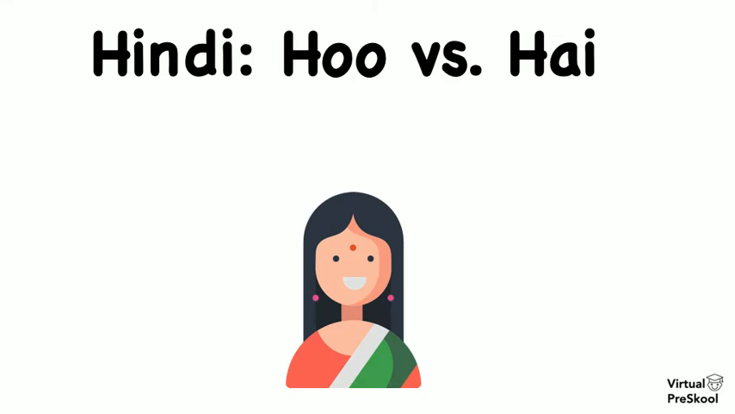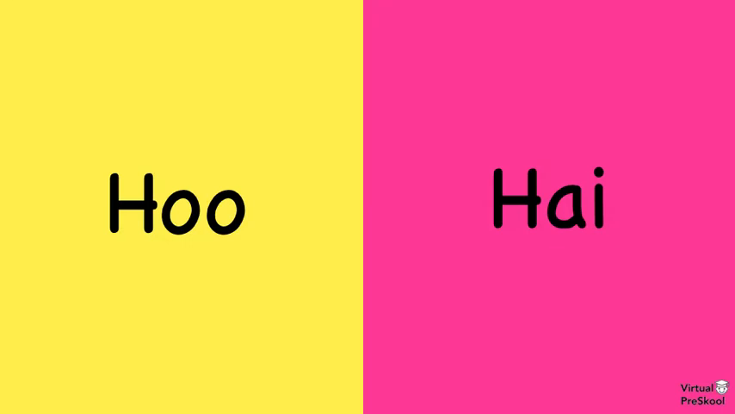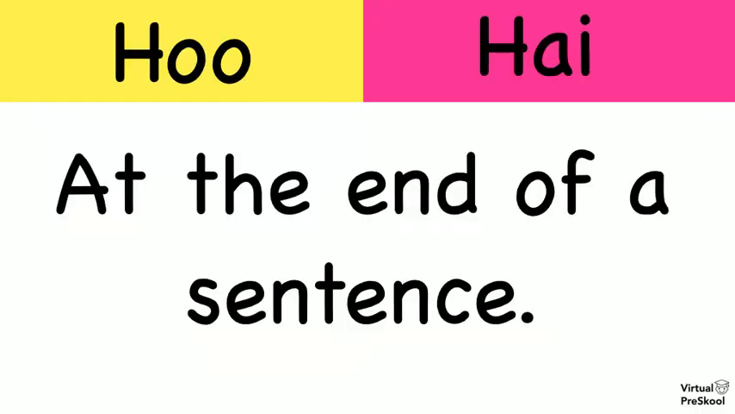Today we're going to talk about two important words in Hindi that are often confused, hoon and hain. We'll talk about what they mean, how they're used, and how to make sure you use the right one. So let's get started. First, where do we see these words in Hindi? We see them at the end of a sentence.